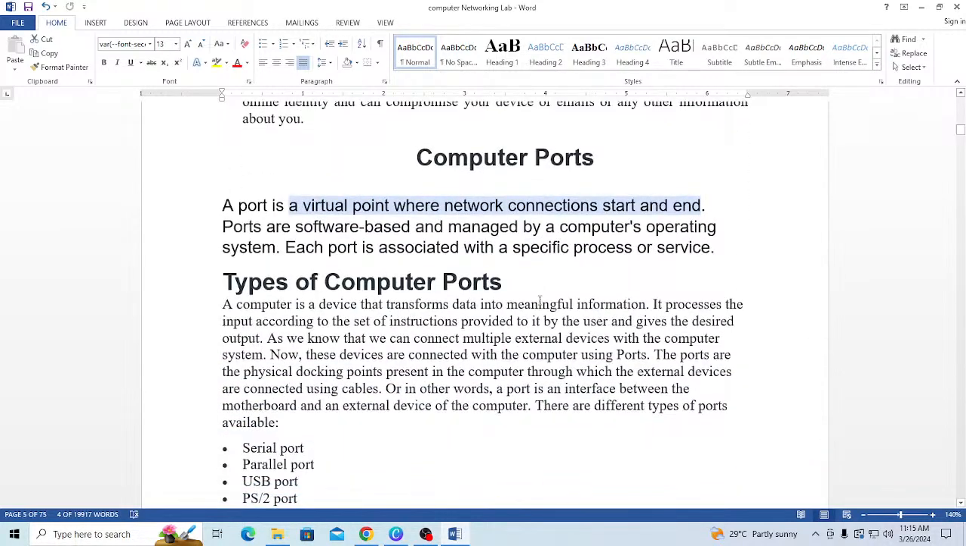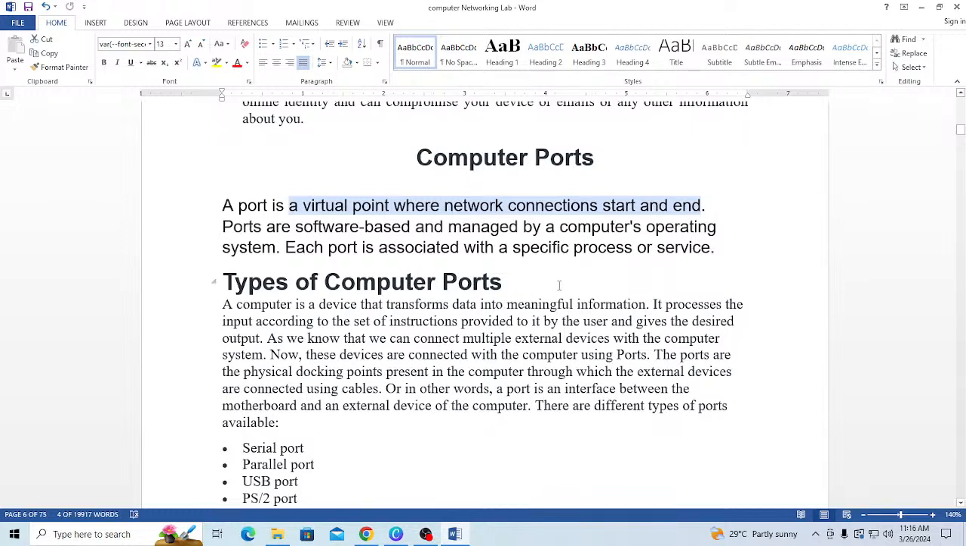And the second one is computer ports. A computer port is a virtual point where a computer is connected, that is, an ending point and starting point. Port means the connection which we are connecting, the starting and ending port. The ports are software based, managed by the computer operating system. Actually, it is a hardware component, even though it works by the software.